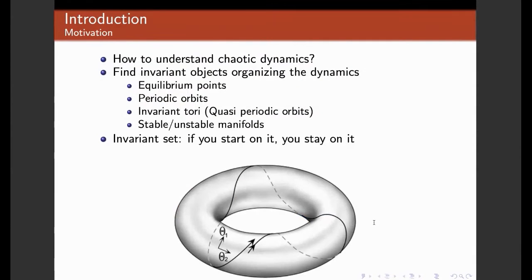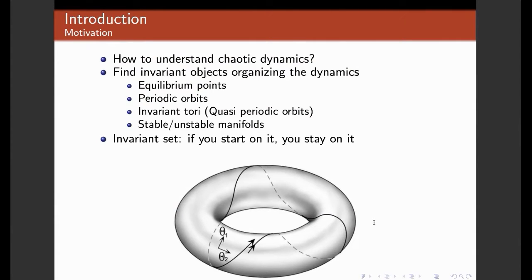So now what's a good program to understand this? Basically, it's to find invariant objects which organize the spacecraft dynamics. Such objects include equilibrium points, which hopefully everyone has seen at least in an undergrad differential equations course. But there's also periodic orbits. Basically, if you started someplace, then after some time, you'll come back to that same spot.